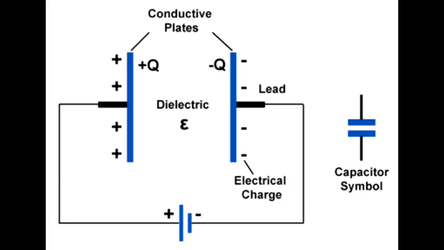The internal diagram of the capacitor is differentiated with two metallic plates and a dielectric medium in between. A dielectric medium is an insulator which will be polarized by applying an electric field, and this is the symbol of a capacitor.